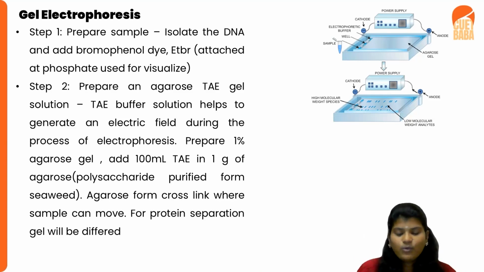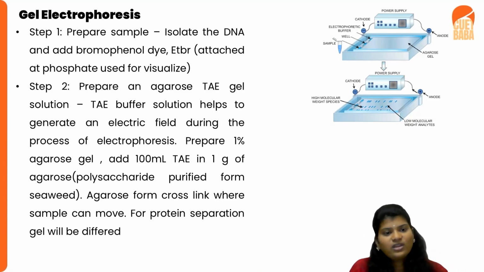Okay, so only if DNA is present at the band and the ladder is formed, the ETBR will give an orange color. So for the reflection, this ETBR is going to be added. First step, DNA along with the bromophenol dye and the ETBR is added.